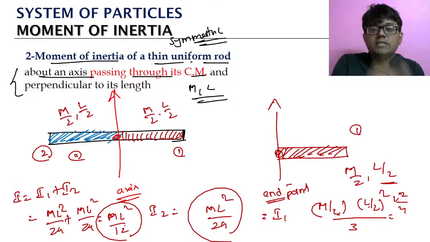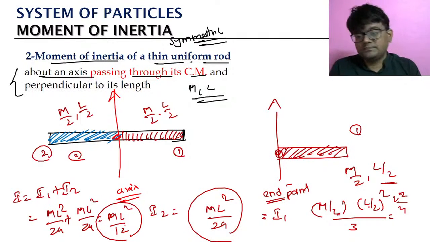Moment of inertia about the end point, the axis passing through the end, what is its value? ml square by 3. Moment of inertia of the axis passing through the center of mass and perpendicular to the length of the rod, how much? ml square by 12. Okay.